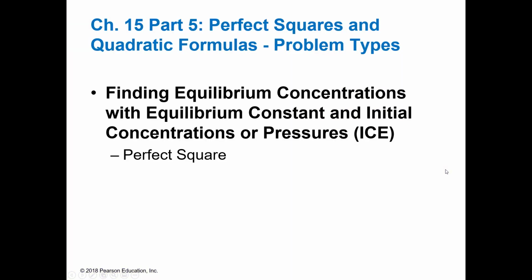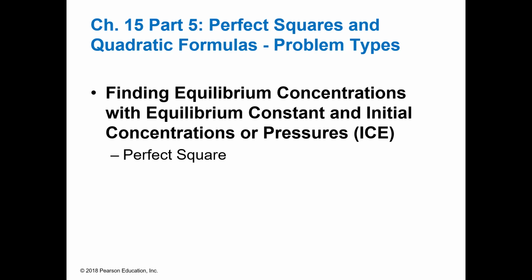This is Dr. Kofelt. In Part 5, we're going to continue our discussion of how we calculate equilibrium concentrations using the equilibrium constant. But this time we're only going to have the initial concentrations or pressures. Before, we either had initial and equilibrium, or we had initial and at least one equilibrium concentration, and then we were able to figure out all the rest of them.